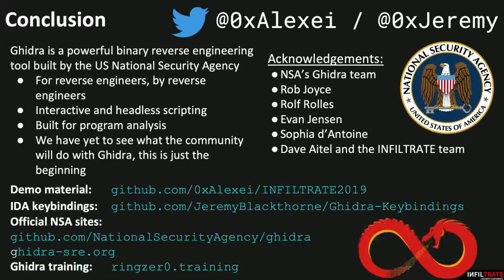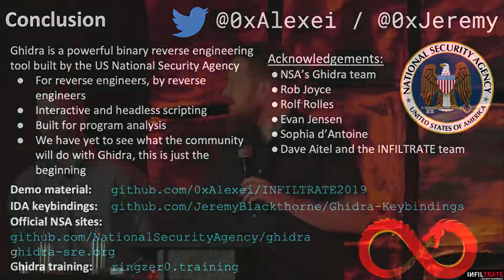Some big thank yous to NSA's Ghidra team. As we said, Jeremy and I are here as private civilians, big fans of the tool. We've never contributed code to Ghidra, so all the credit goes to the team that built this. Also to Rob Joyce for facilitating the release at RSA this year. We want to thank Rolf Rolles, Evan Jensen, and Sophia D'Antoine for their insights, particularly into Ghidra scripting and into program analysis and SSA form. They've been invaluable in helping us understand those concepts. And a big thank you to Dave Aitel and the whole Infiltrate team for hosting us.